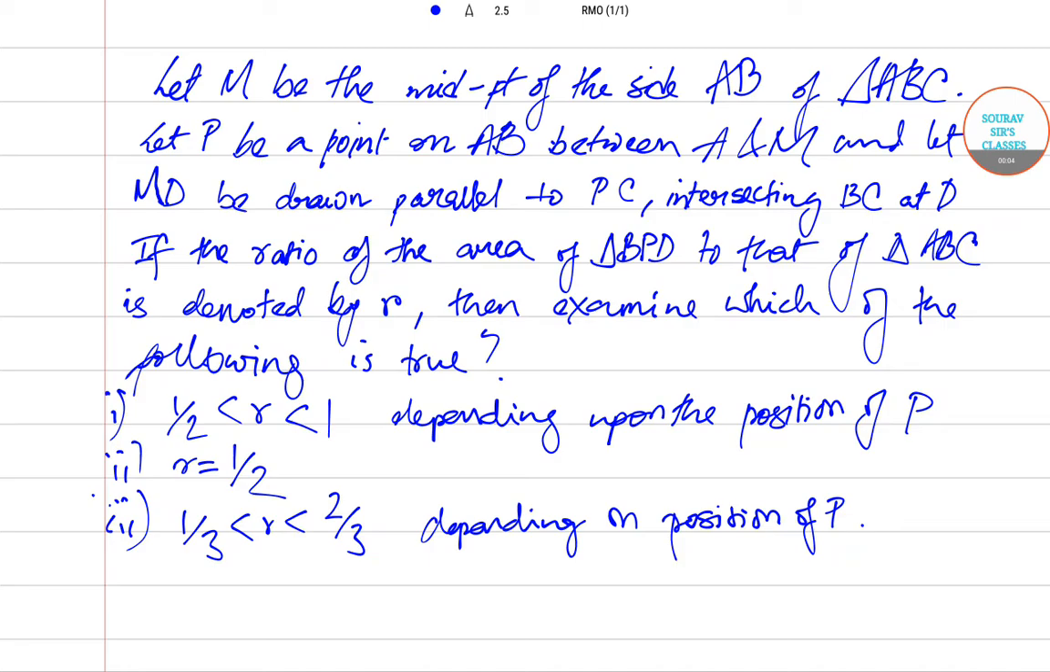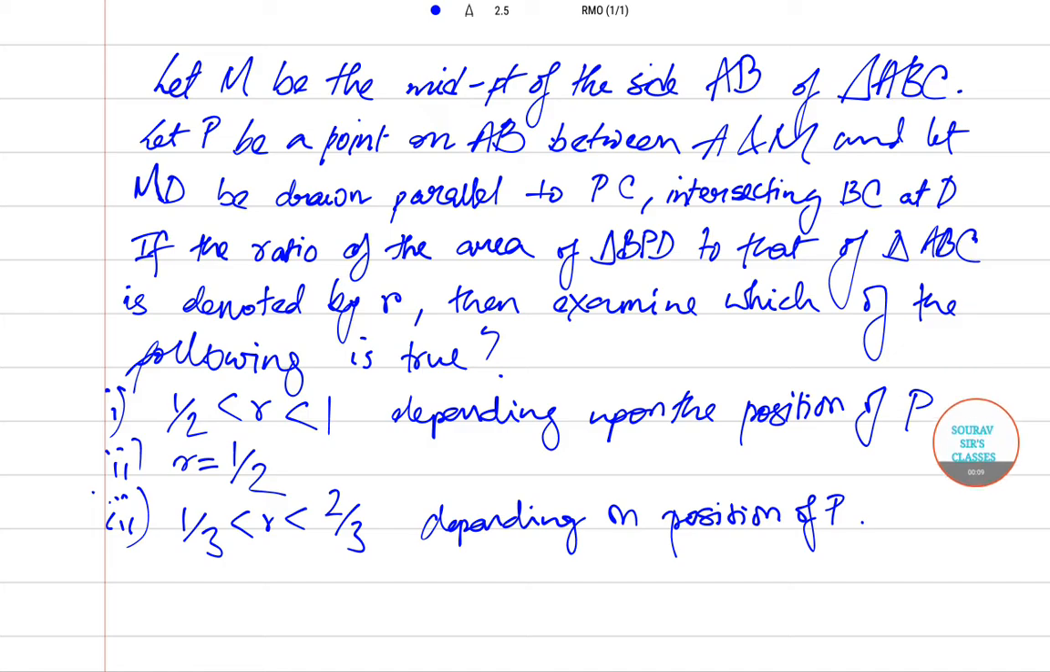Today I will be solving some RMO mathematics. So starting with geometry, this is a particular question we have in hand.